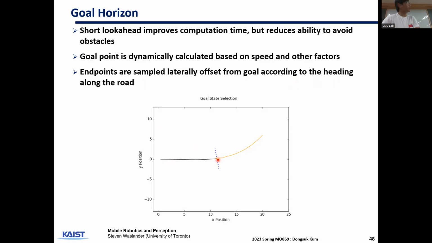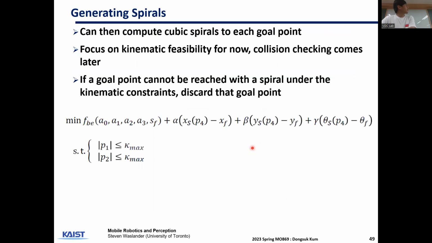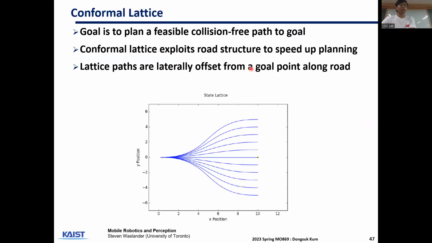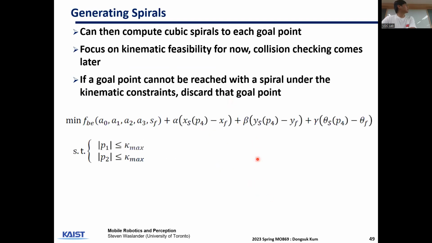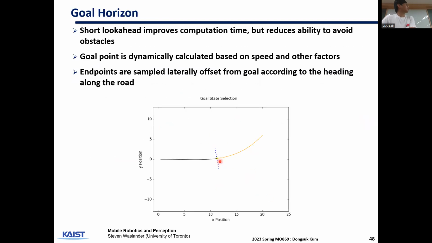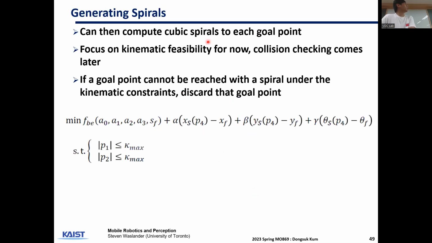So here is the goal, and you sample multiple points here based on the normal of the curve, or in this case, the road. Then we compute cubic spirals to each point. The objective of this, again, is to generate the path candidate set. So we have the goal offsets. Now we want to compute the cubic spirals towards each of those goal points.